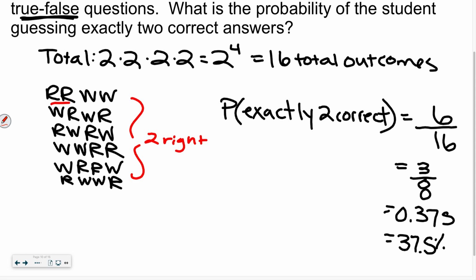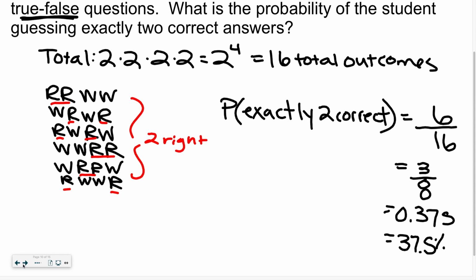They each have 2 rights. So I'm not listing when I have 3 right and 1 wrong. I'm not listing when I have 4 right and 0 wrong. And I'm not listing when I have all wrongs. Or 1 wrong. Oh, wait, I already said that one.